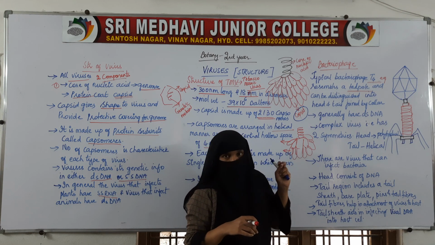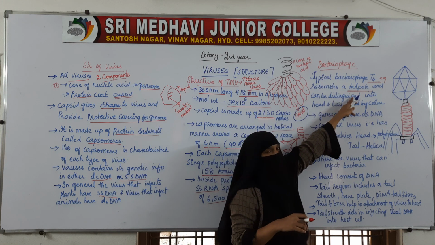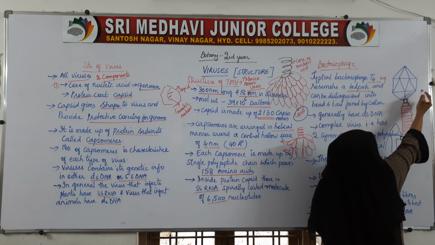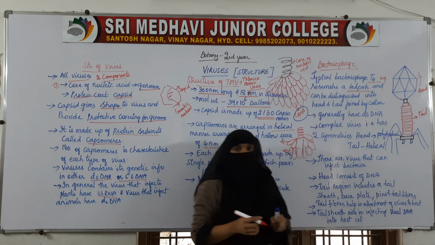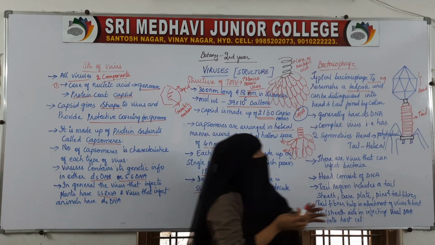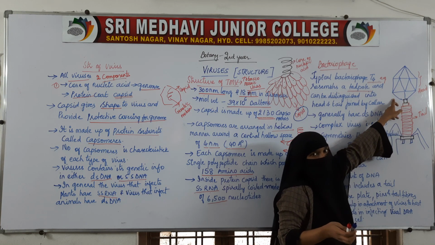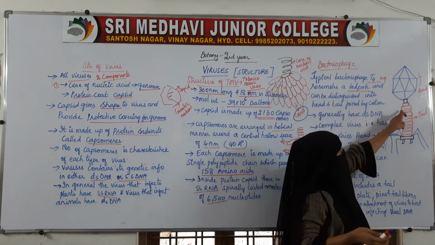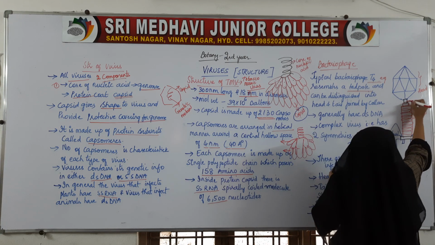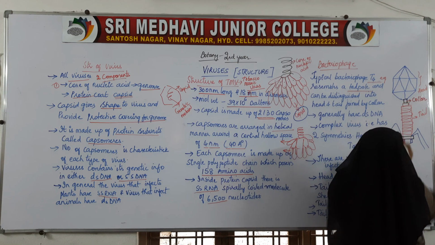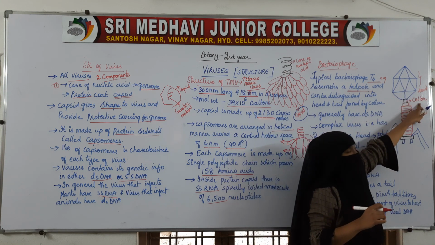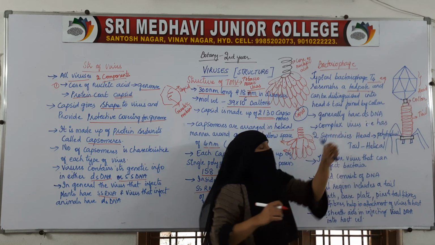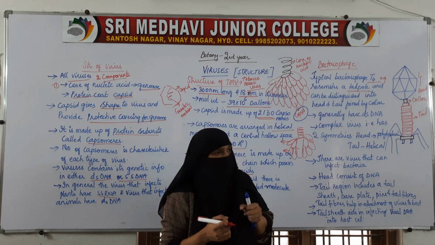In a similar manner, this T4 bacteriophage will also have a head. This is the head and this is the tail. Like a tadpole, the bacteriophage also has a head and a tail. And this head and tail are joined together by a collar. In between the head and the tail, a small attachment is there which is called the collar.